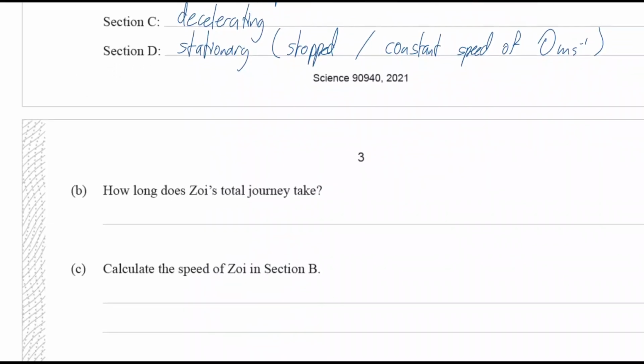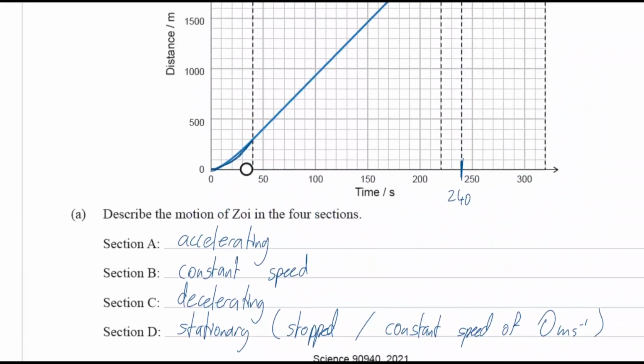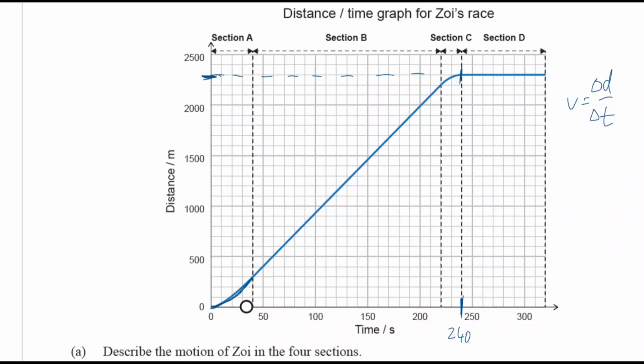All right, question B. How long does Zoe's total journey take? Okay. So the journey is the distance traveled, right? The total distance traveled. So looking at section D over here, she hasn't gained any more distance, right? She hasn't gone further. So really, Zoe's journey ends at this point right here, right at the boundary of section C and D. Sure, she's waiting around in section D, but her journey's over, right? She's finished the race.